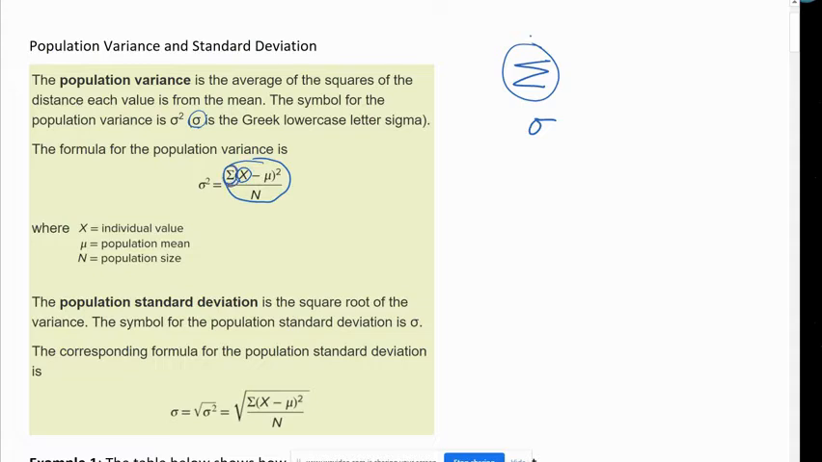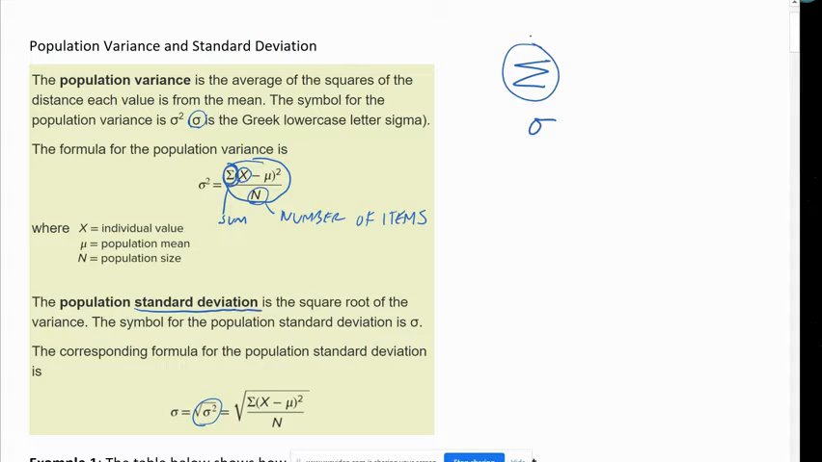So this uppercase sigma means sum. So we're adding them all up. And then we divide by n, which is the number of items, and that gives us the variance, or sigma squared. And then if we take the square root of the answer we got for sigma squared, that gives us what we call the standard deviation.